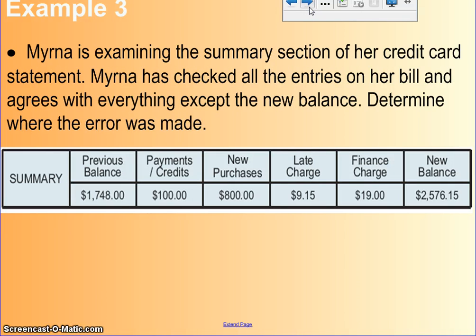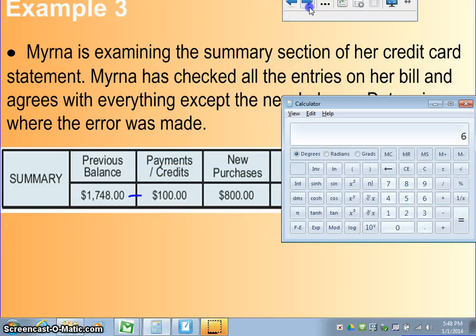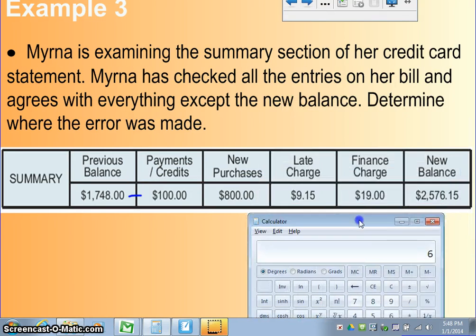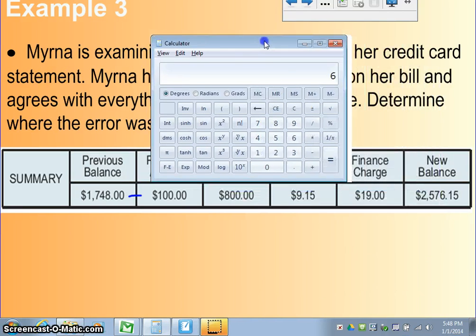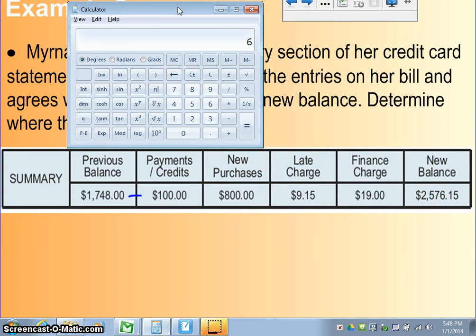All right, for example 3, it says examining the summary of her credit card, she's checked all the entries in her bill and she agrees with everything except for the final balance. So she took the $17.48 and she subtracted 100. And let's go ahead and actually follow through with it on the calculator, and let's see if we come to the same conclusion that Myrna did.